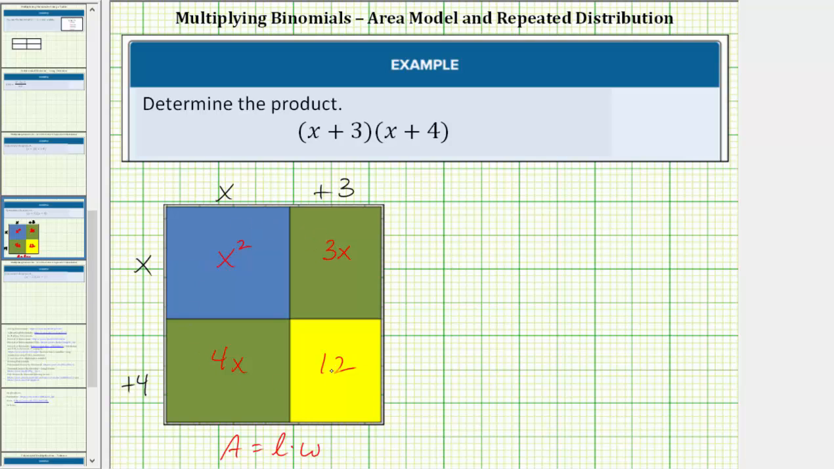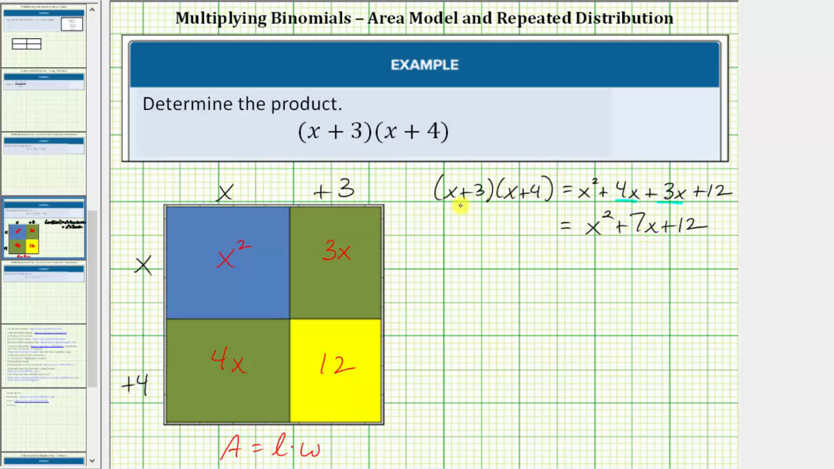The sum of these four areas equals the area of the rectangle and also the product of the binomials. Using the area model, the quantity x plus 3 times the quantity x plus 4 is equal to x squared plus 4x plus 3x plus 12. Notice how this can be simplified though, because 4x and 3x are like terms. 4x plus 3x is equal to 7x. And therefore the product is equal to x squared plus 7x plus 12.